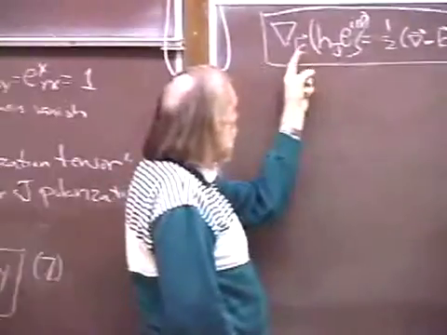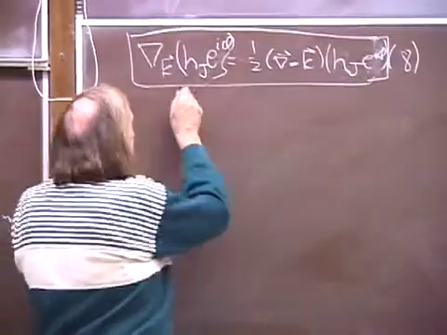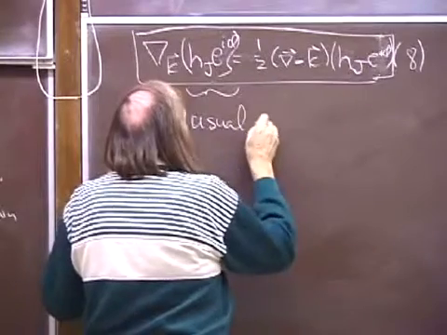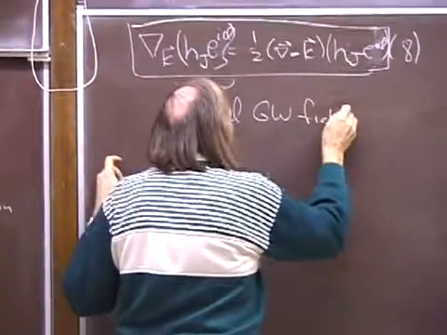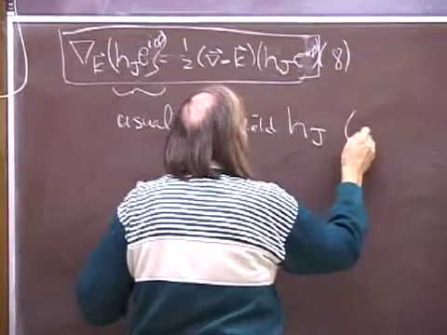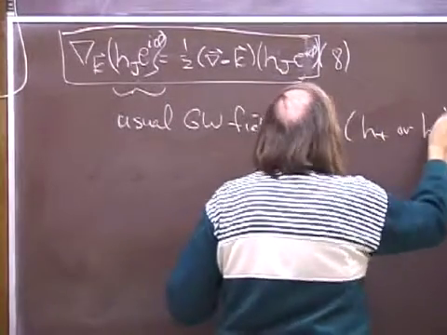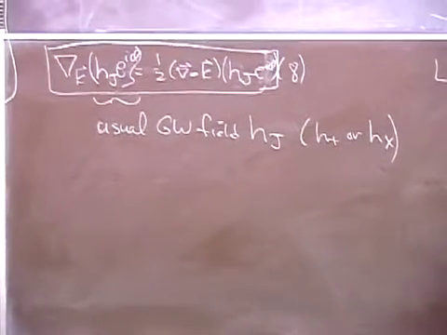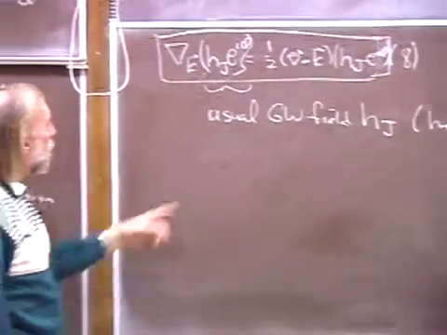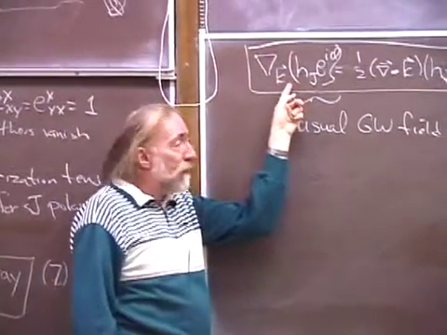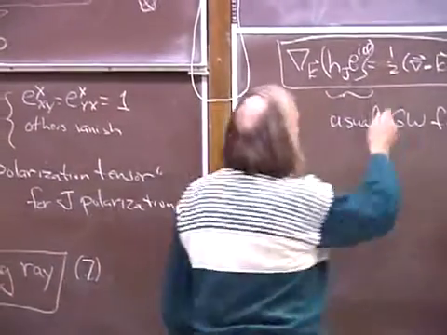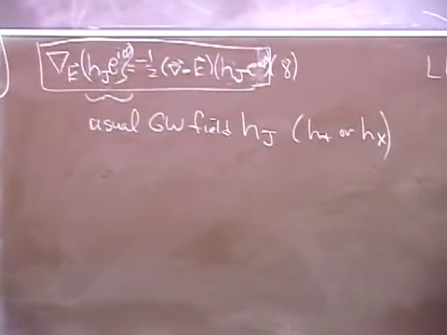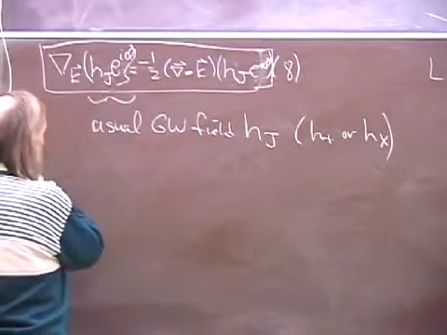Since phi is constant along k, I can pull the e to the i phi in here, and this quantity that I have in here now is the usual gravitational wave field, h_j, i.e. h plus or h cross. The statement is that the usual gravitational wave field is transported along the rays according to this transport law. There's a minus sign on the right-hand side, which I lost from over here. Okay, so I'm sorry about having screwed up the notation.